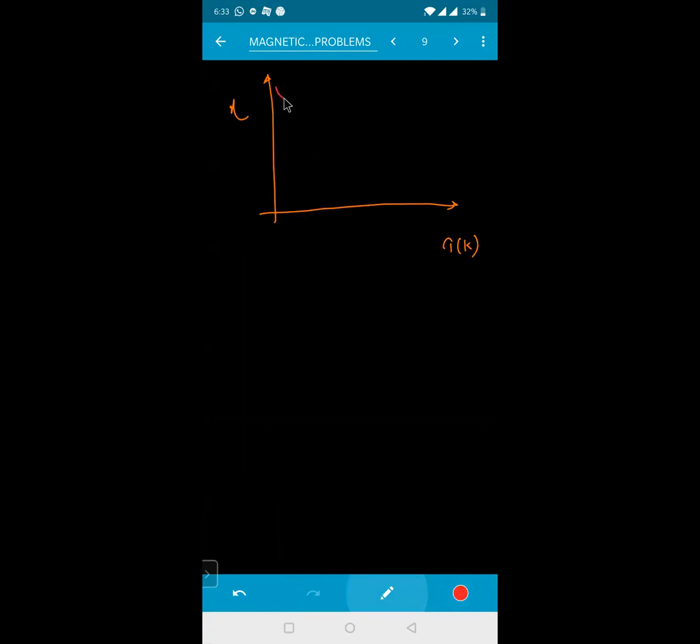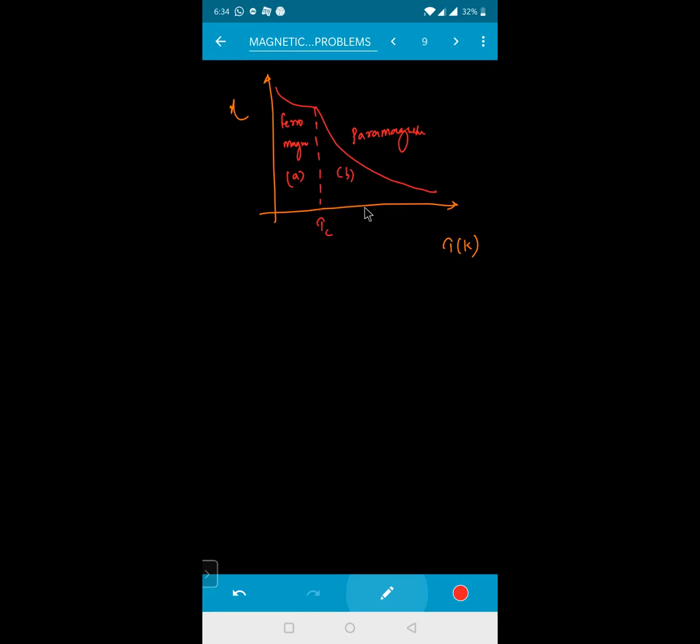So first the graph will be something like this. Then it will become constant for a certain time. This region is called your ferromagnetic material. Then from there it is continuously changing and it will become like this. And this region is your paramagnetic region. So this is region A and this one is region B. And the temperature at which it is changing from paramagnetic to ferromagnetic is called what? Curie temperature. Is it clear?